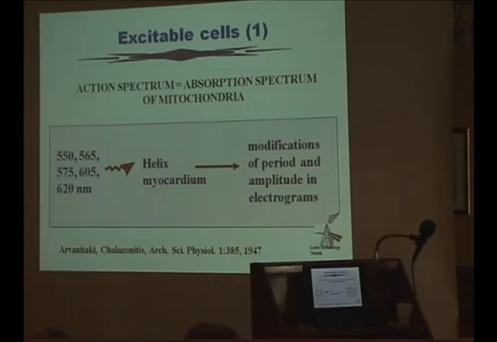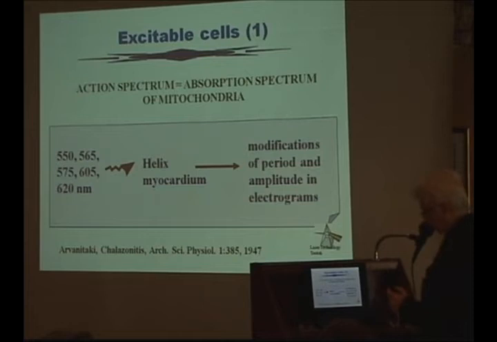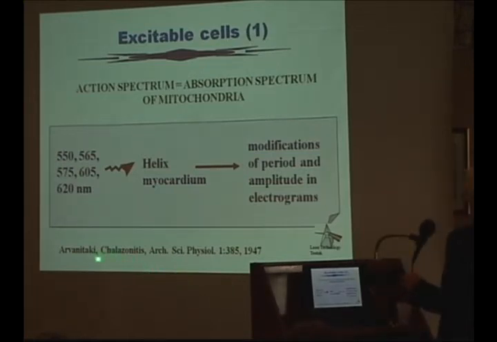This work was performed in France in 1947, and it was forgotten for many years. Those people irradiated helix myocardium with different wavelengths, and they got modifications of period and amplitude in electrograms, but they were not able to interpret it. They worked with monochromatic light, with a monochromator, and it is a nice work. I forgot, one was a professor and one was her student, but I don't know exactly.